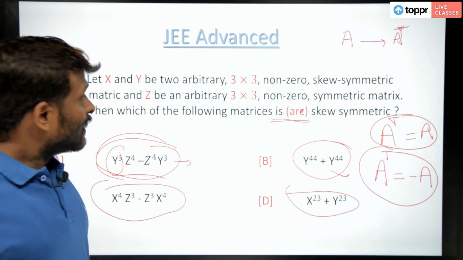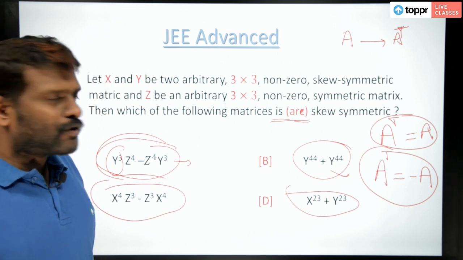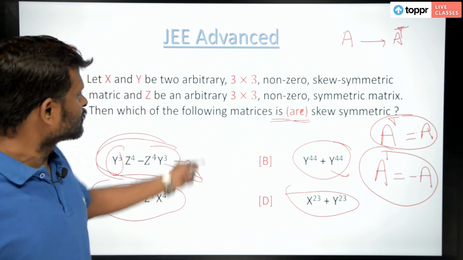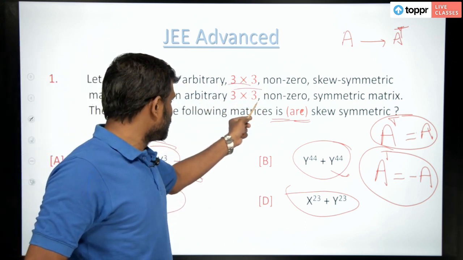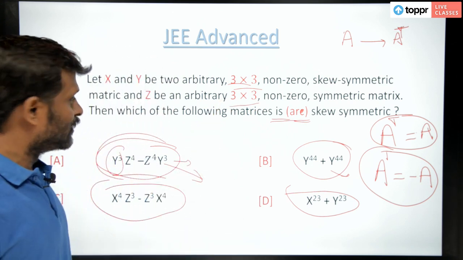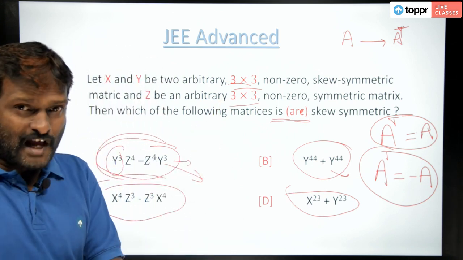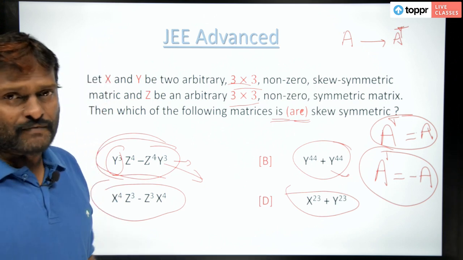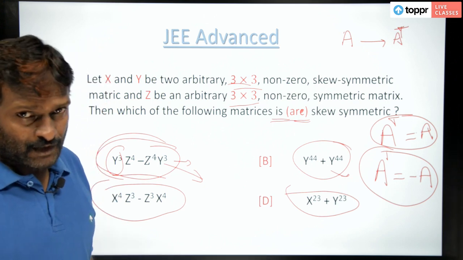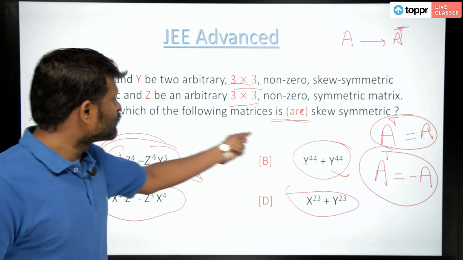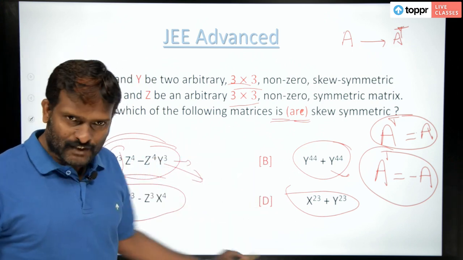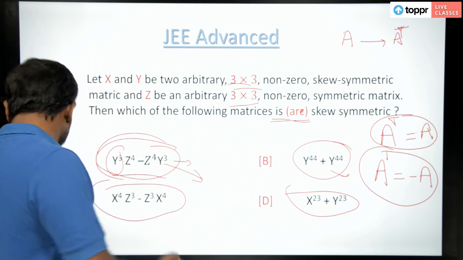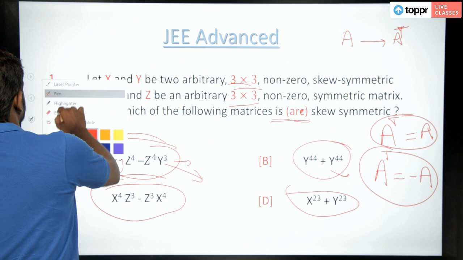And we have no doubt that the multiplications are always possible here, because all 3 of them are 3 by 3 matrices, so multiplication is always possible. Even if you transpose, you are going to get a 3 by 3 matrix, and it satisfies the multiplication condition for matrices. So we have to find out how many of these 4 and which of them are skew symmetric. Let us see what we can do.